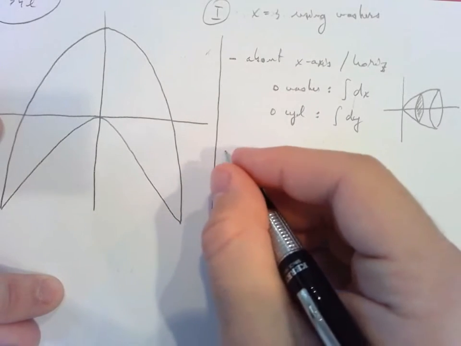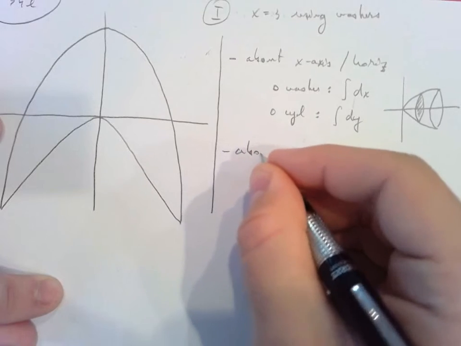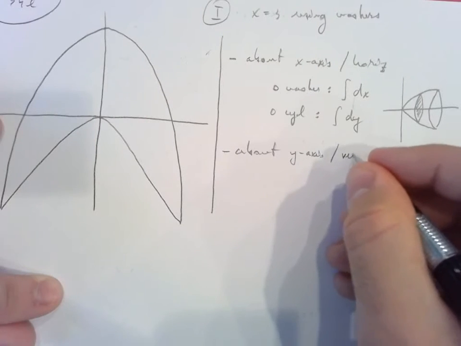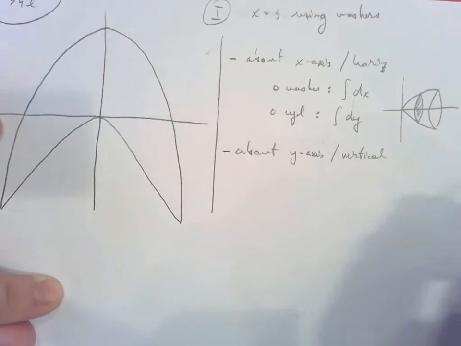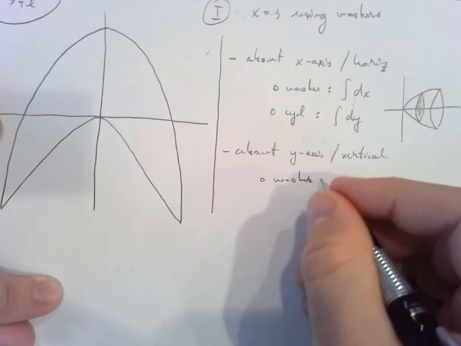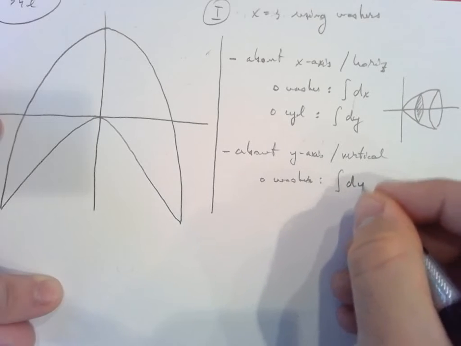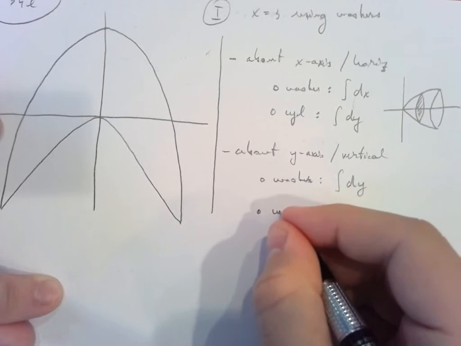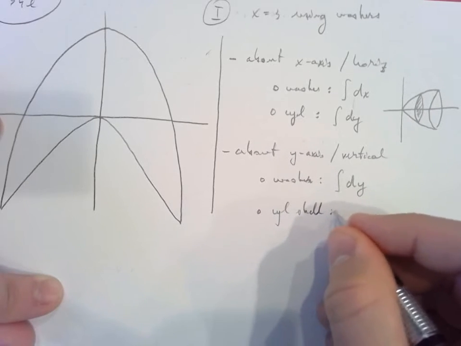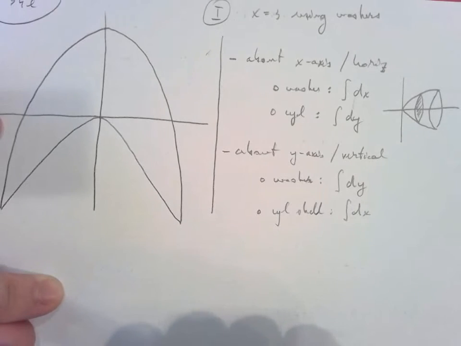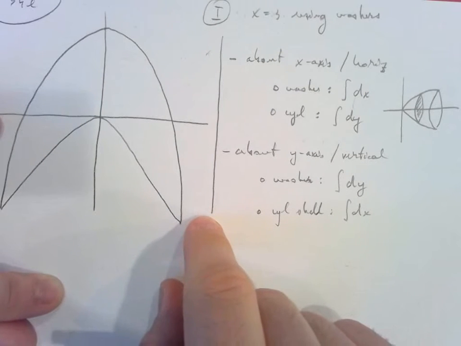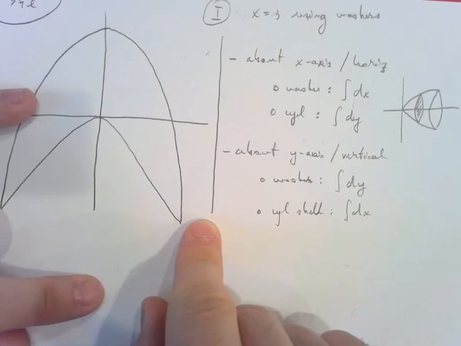If I revolve about a y-axis or something vertical, if I use the washer method, it's going to be an integral with respect to y, and if I use the cylindrical shell, it's going to be an integral with respect to x. So in this case, I'm revolving, notice, about a vertical line, and I need to use the washer method.